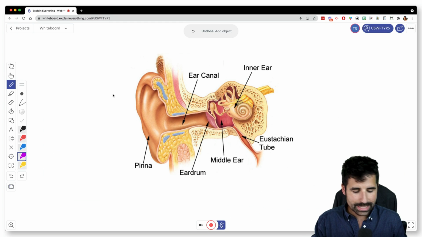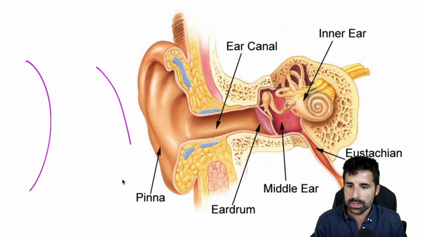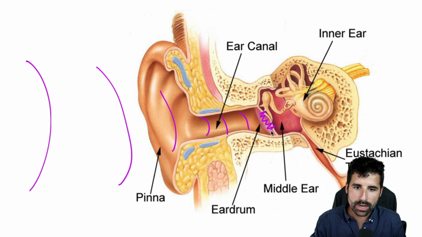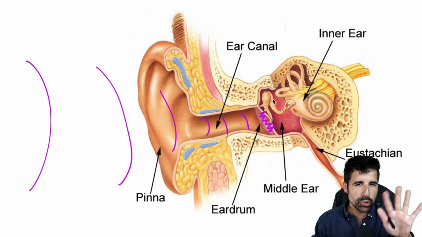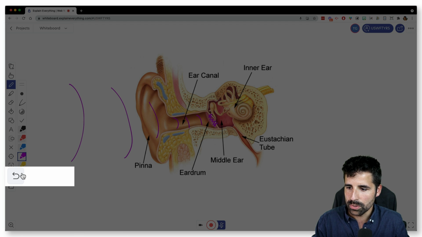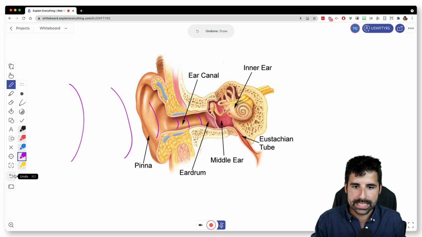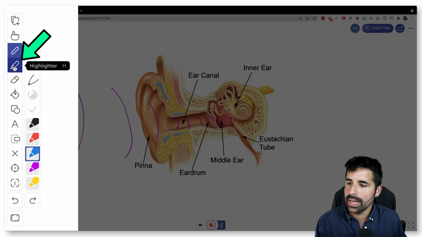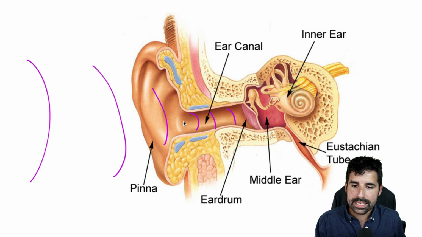So in this live lesson with my students, I'm explaining that sound comes in through the ear canal and then hits our eardrum and our eardrum vibrates. If you want to undo any drawings, you can go down here to the undo or just do Command Z. And maybe I want to use the highlighter tool to highlight that sound comes through the ear canal before it hits our eardrums.